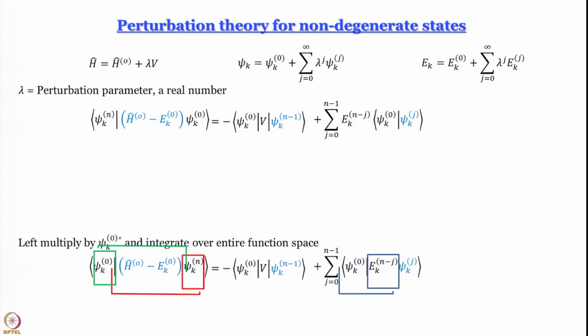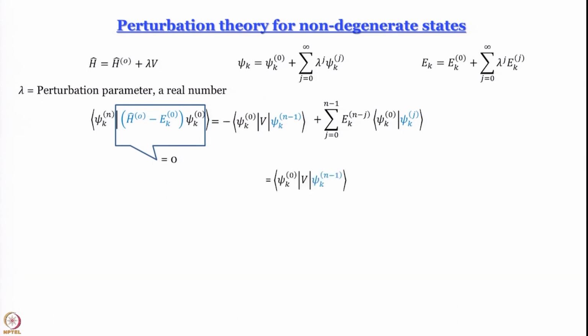Now life is getting a little simpler. Remember, the annihilation operator operating on the wave function is going to become 0. So the entire left hand side becomes 0. What about the right hand side? On the right hand side I am left with this integral psi k 0th V psi k (n minus 1)th, and I am left with this summation.